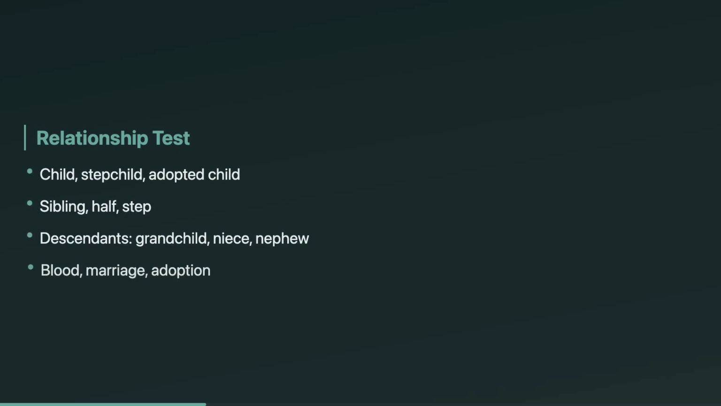Relationship test. The child must be related to you by blood, marriage, or adoption. That includes your child, stepchild, or adopted child. It also includes siblings. Half-siblings and step-siblings count. And it includes descendants of any of those, like a grandchild, niece, or nephew. If you see niece or nephew, mentally translate it to descendant of sibling, and you're good.